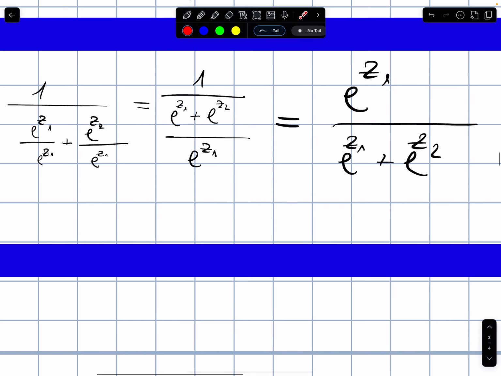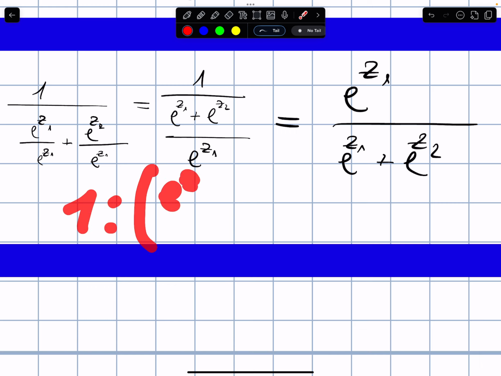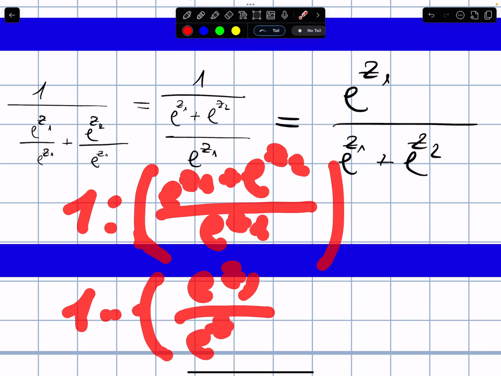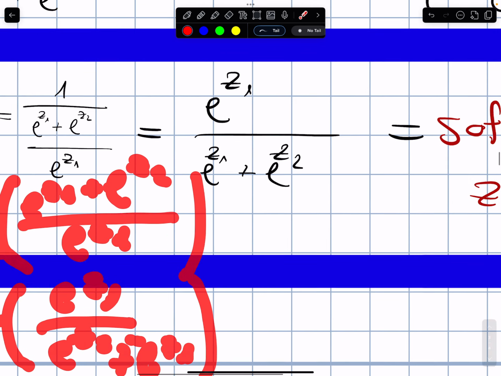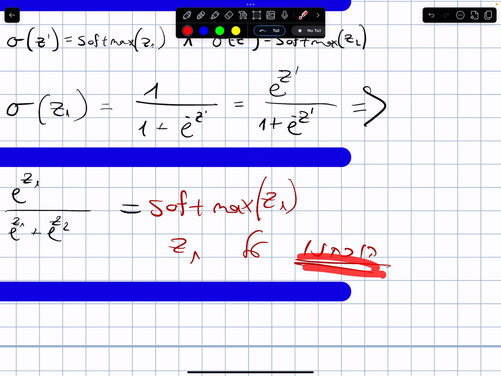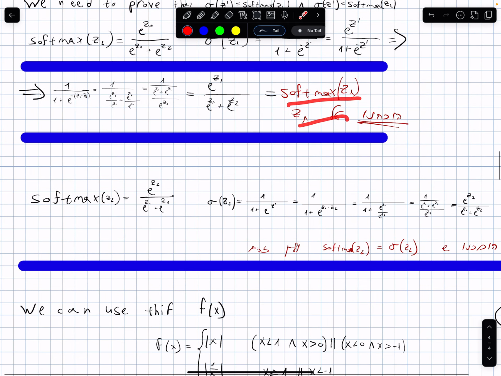You can also look at this as the following: 1 divided by e^z1 plus e^z2 over e^z1, and because it's division, it's the inverse of multiplication. It's 1 multiplied by e^z1 divided by e^z2 plus e^z1. So I just did this, and this proves it. I wrote it in Hebrew, which means it's proved. This equals the softmax of z1.